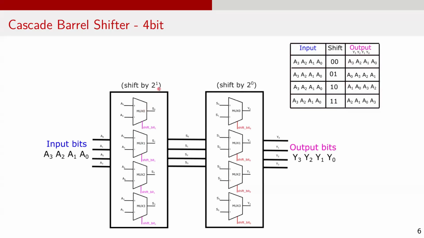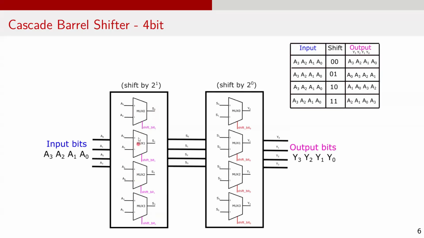2 shift amount. Stage 1 is controlled by shift bit 1. When shift bit 1 is 0, the data passes through unchanged. When shift bit 1 is 1, the data is rotated right by 2-bit positions, which corresponds to 2 to the power 1. Stage 0 is controlled by shift bit 0. When shift bit 0 is 0, the data passes through unchanged. When shift bit 0 is 1, the data is rotated right by 1 bit position, which corresponds to 2 to the power 0. Each stage consists of 4 2-to-1 multiplexers, 1 for each output bit.